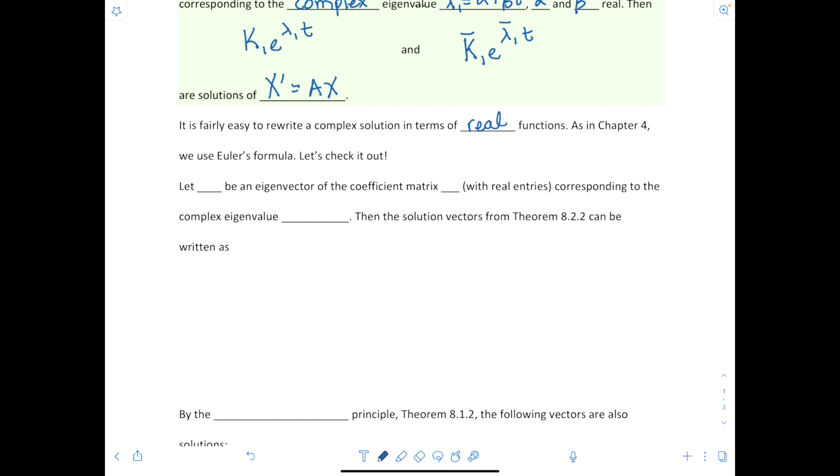It is fairly easy to rewrite a complex solution in terms of real functions. As in chapter 4, we used Euler's formula. So we're going to check this out just a little bit. Let capital K1 be an eigenvector of the coefficient matrix A, which has real entries, corresponding to the complex eigenvalue lambda 1 equals alpha plus beta i. Then the solution vectors from Theorem 8.2.2 that we just went over can be written as capital K1 e to the lambda 1 t is equal to capital K1 e to the alpha t, times e to the i beta t. And this is all from Euler's formula, which we looked at length in chapter 4. So you can always go back. I made a playlist for the differential equations videos.